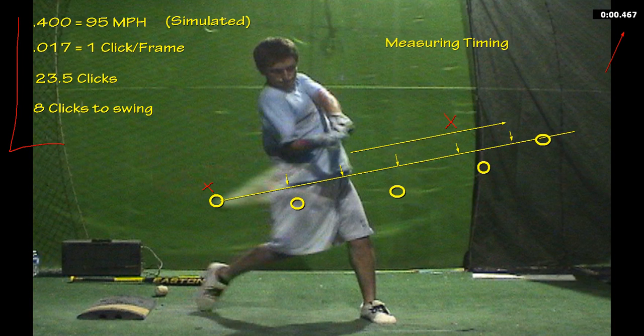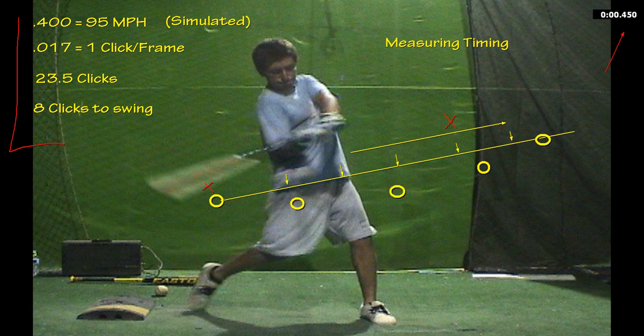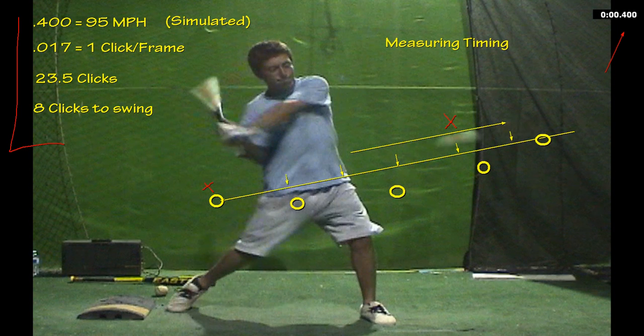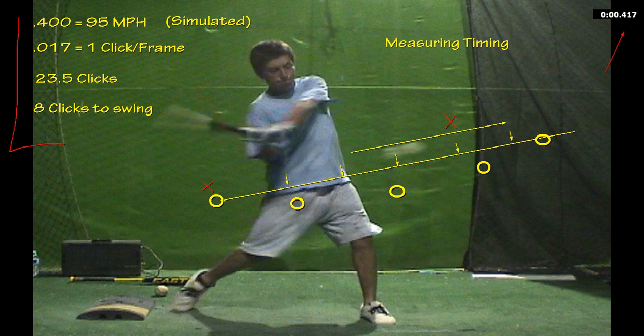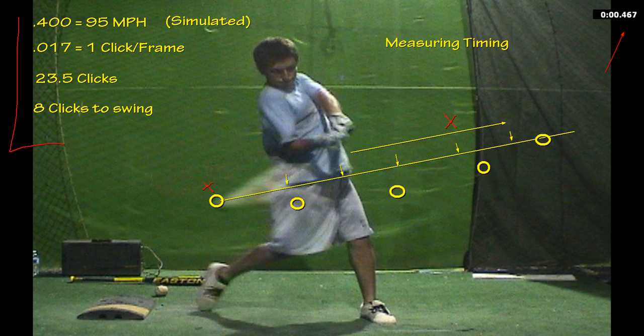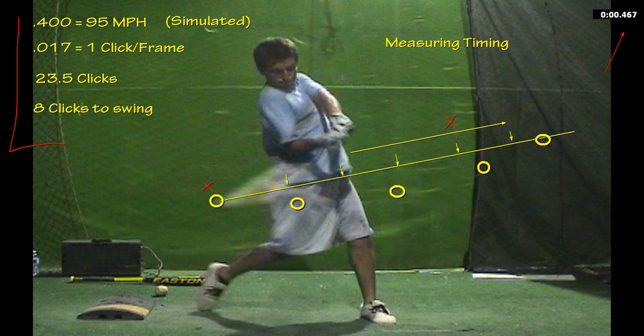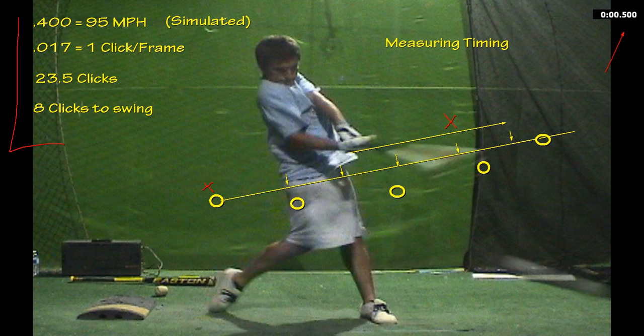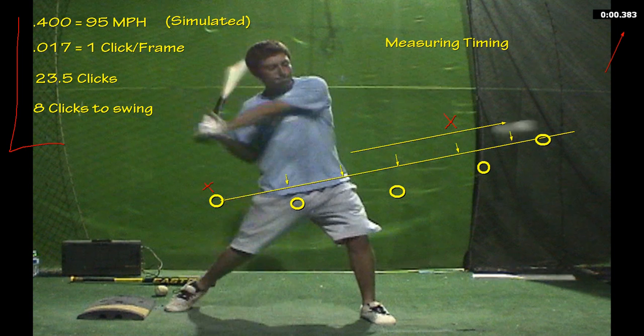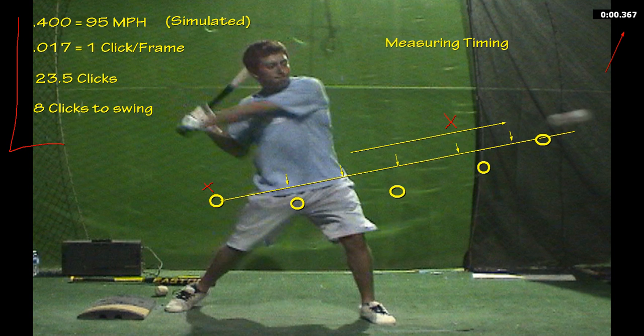So one click is a tool. It's a measuring device. If we talk about how late is he, well, he's 1, 2, 3, 4 clicks late to being 100% on time to that pitch. In reality, he's 1, 2, 3, 4, 5, 6 clicks late because this is where he would have to get the barrel to in order to be 100% on time. That's a long time. But I want you to understand what kind of area we're talking about too.